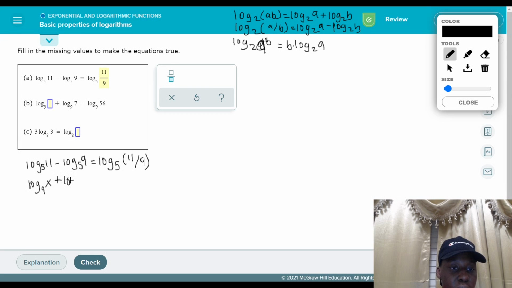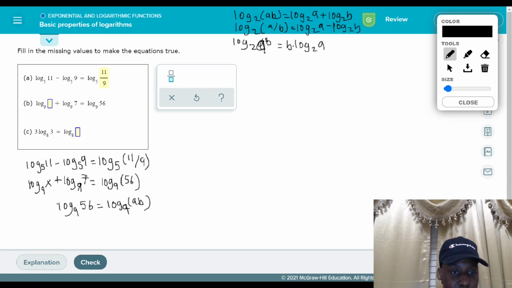It's plus log 9 base 7 equals log 9 base 56. When we're dealing with plus, it basically means log a plus log b equals log of a times b, right? So this 56 is the same thing as 56. This is saying log 9 of 56 equals log 9 of a times b.